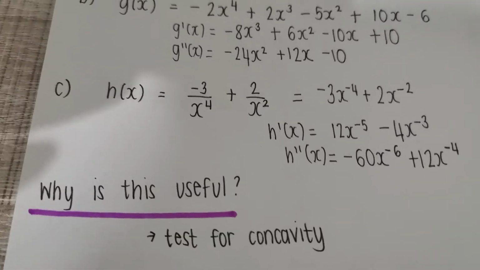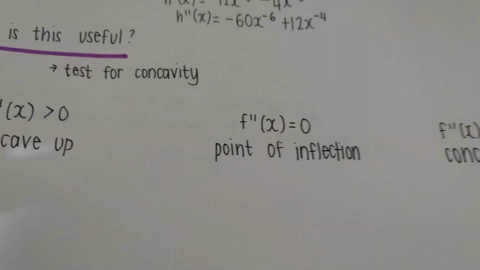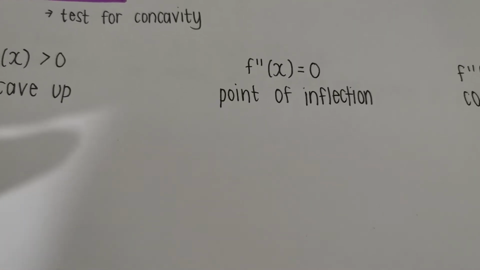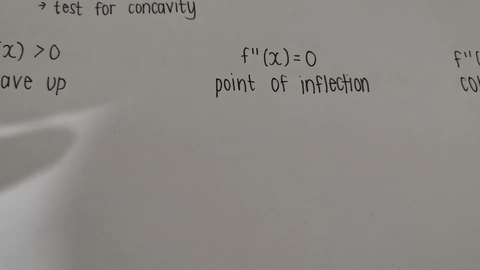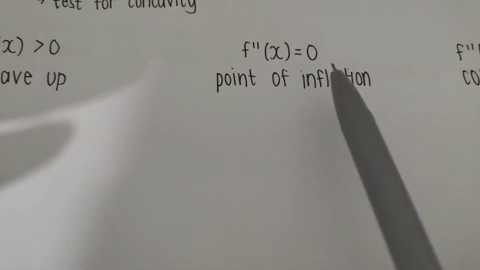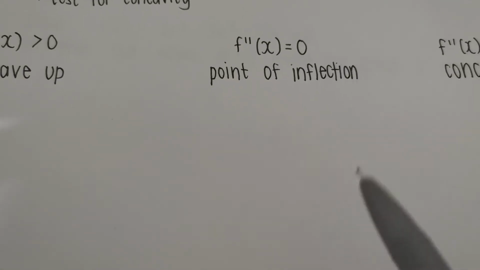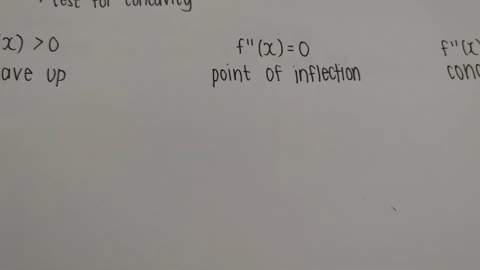Okay. Now, when I say point of inflection, remember a point has both an x coordinate and a y coordinate. So you find that x coordinate by doing exactly what I said. And to find the y coordinate, you take that x that you solved for and you sub it back into the original equation.